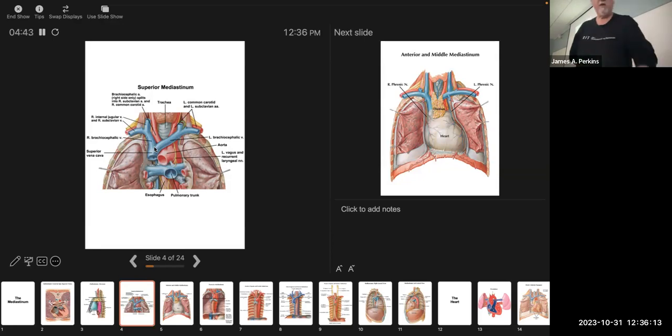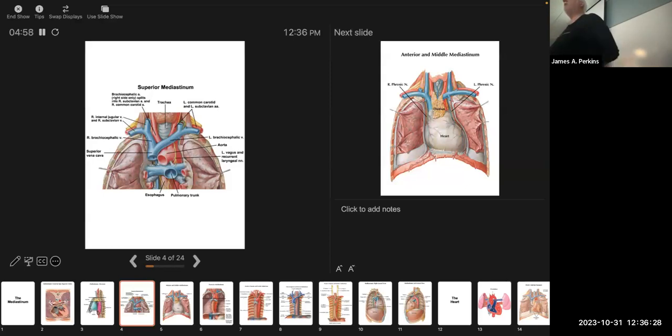A couple points about these veins. Number one, I think I've already made this point, that you only have one brachiocephalic artery, which is found on the right side of the body, but you do have two brachiocephalic veins. There are separate left and right brachiocephalic veins.